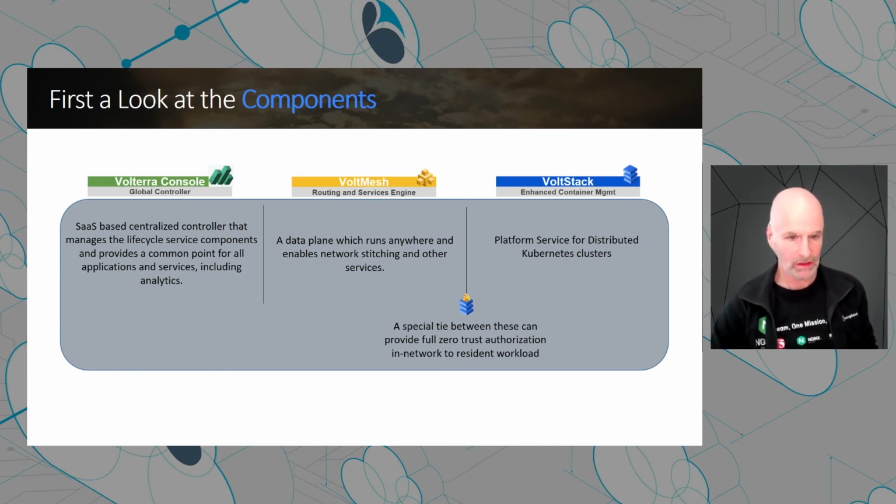Now, VoltMesh is the routing and services engine. It allows you to glue your environments together. For example, in public clouds, you install a small ISO on either bare metal, or you can deploy it as a virtual machine or as a Kubernetes container. And all it really has is the code sufficient to boot up and phone home. Once it connects back to the Volterra regional edges, it will then complete the installation, which is delivered from the SaaS platform itself. And then we have VoltStack, which is a distributed Kubernetes cluster.